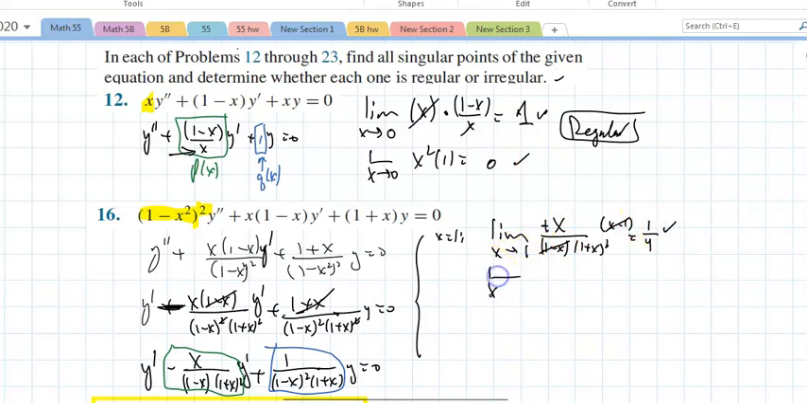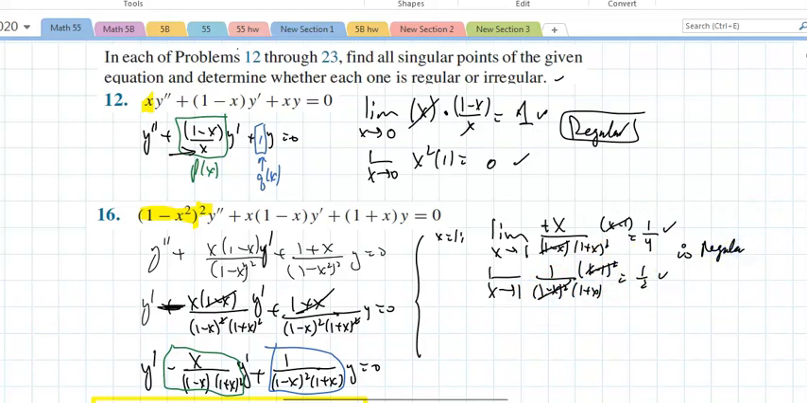And if I take the limit as x approaches 1 of Q, which is 1 over (1 minus x squared) times (1 plus x), times (x minus 1) squared, those two undo each other, and I'm left with 1/2. So therefore this is regular.